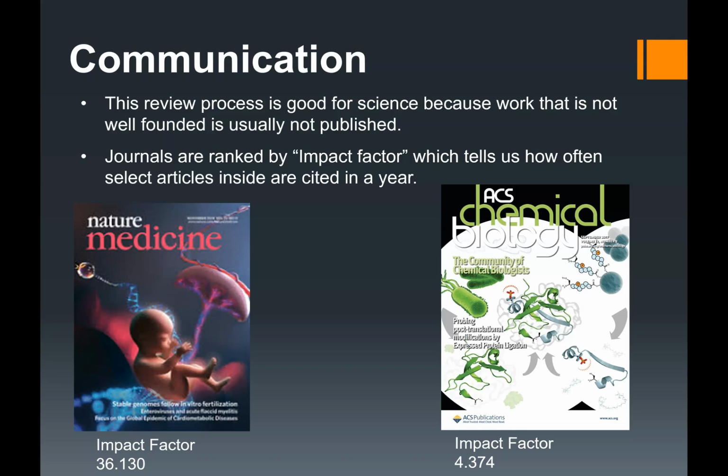That means that a lot of people are citing, reading, and using the research that's published in Nature Medicine. This makes sense because medicine is a huge field, so it's going to be cited most often. ACS Chemical Biology has a lower impact factor of 4.37 because the articles that are published here are very specific and really only used by chemical biologists. Impact factor is often mistaken for a good journal versus a bad journal, but that's not necessarily true.